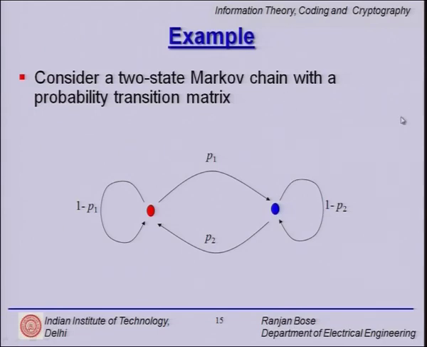So, let us look at a simple example. Let us consider a two state Markov chain with the probability transition matrix such that I have got state 1 by the red dot, state 2 by the blue dot. So, this state transitions into the blue dot with probability p1, and it goes back to red dot with probability p2, and sometimes it stays as it is with probability 1 minus p2. Similarly, the red dot stays back with probability 1 minus p1. So, this is a simple state diagram of a two state Markov chain. They are fairly easy to understand.